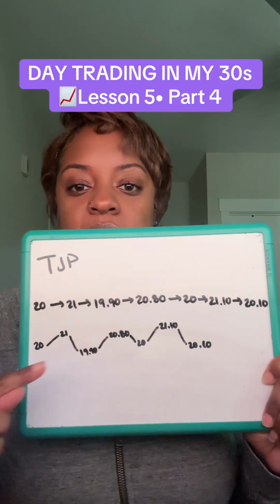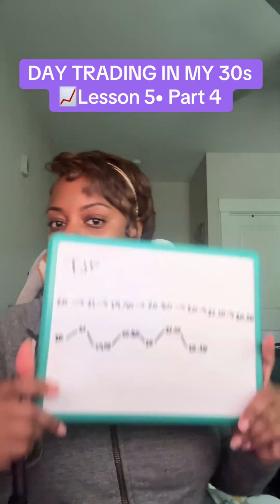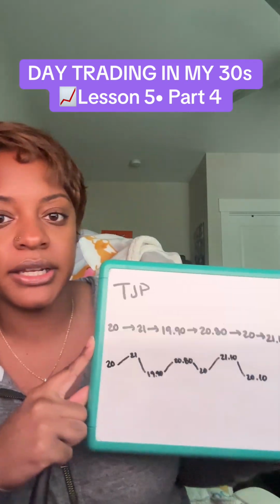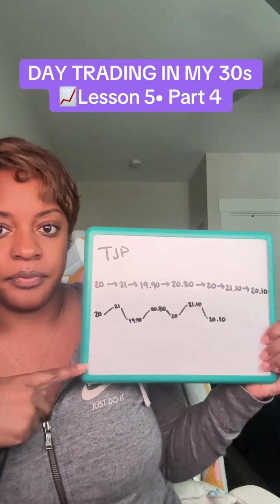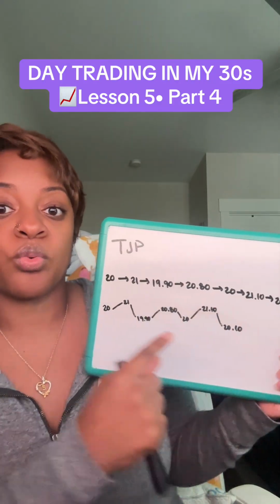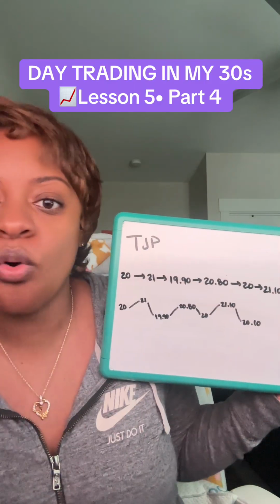You see how you can't tell if that's moving up or down? It's just moving sideways. There's no clear indication if this is moving up or down. It's called either sideways or range bound because it's within a certain range, or consolidation.